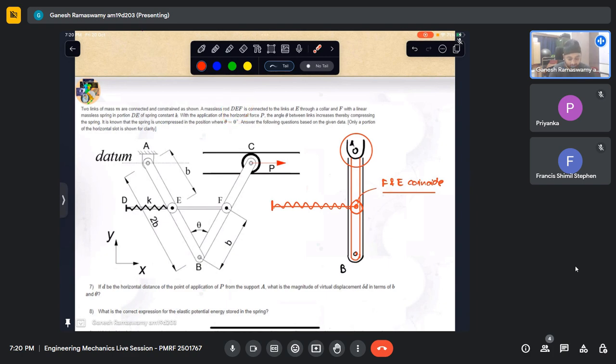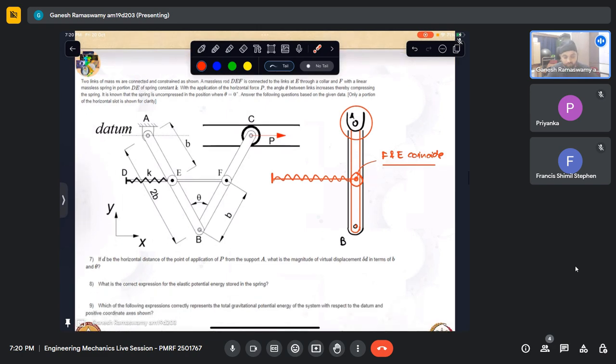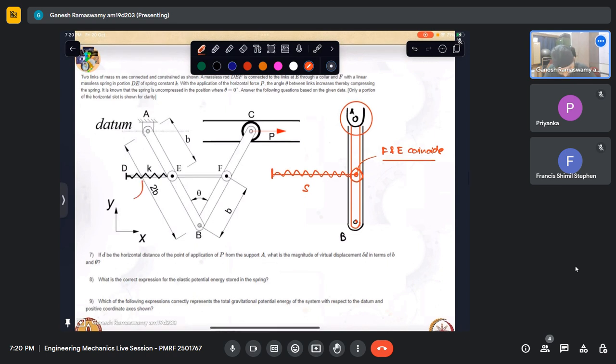So now at any configuration, this is the actual length, let us say S. S is the unstretched length. Let this be some SC in this configuration. So from here we can see that S is equal to SC plus EF. EF will come from geometry.